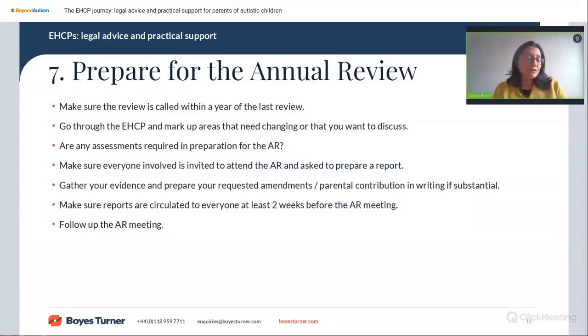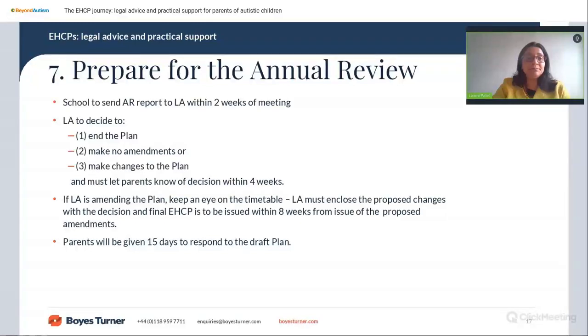Make sure all professionals are invited to attend the annual review, or at least asked to prepare a report. Gather your evidence for any changes that you're wanting to have made. Make sure all reports are circulated to everyone at least 2 weeks before the meeting, and then follow up from the annual review. Make sure that you have a decision from the local authority within 4 weeks of that meeting.